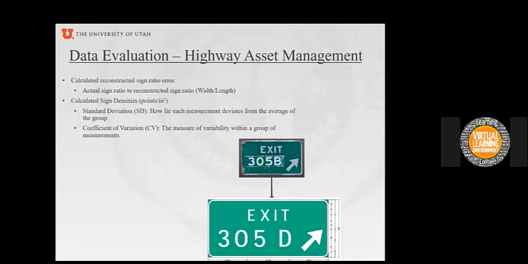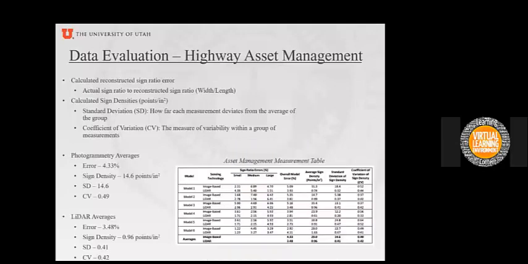We also calculated our sign densities, so the number of points per square inch of each one of these signs. And we have these two measurements, the standard deviation and the coefficient of variation. These refer to our calculated sign density. Our standard deviation measures how far each single measurement deviates from the average of the group. And our coefficient of variation is the measure of the variability within our group. Those values will make a little more sense as we look at our data evaluations.